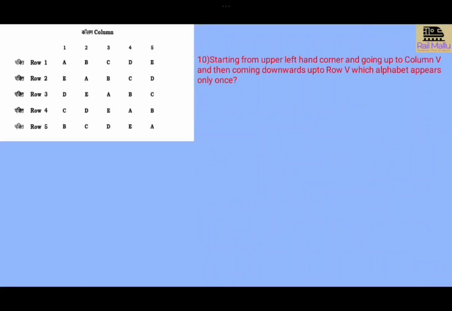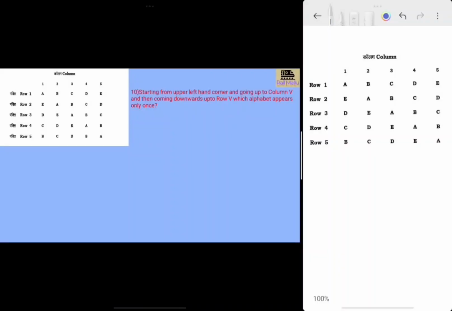Starting from the upper left hand corner and going up to column 5 and then coming downwards up to row 5, which alphabet appears only once? A similar question which we have seen before. So let us answer it. We can start from the upper left hand corner, which means here, and go up to column 5. Then we have to come downwards up to row 5. The question is, which alphabet appears only once? Which means the answer will be E.